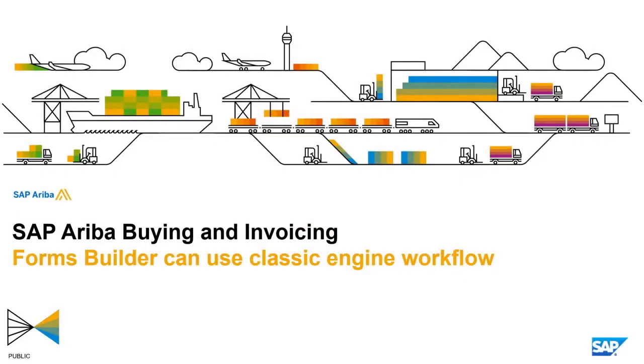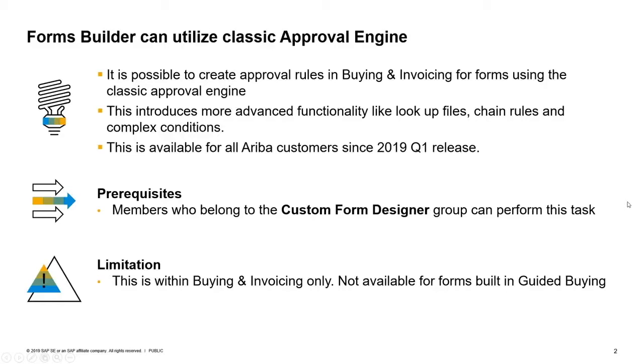And welcome. In this video, I will show you how builder forms in SAP Ariba Buying and Invoicing can have, now and since first quarter this year, 2019, a classic workflow using the same approval engine you can use for requisitioning, invoicing, or receiving. This new feature allows you to use that same functionality, configuring serial and parallel approvers or watchers, adding individual users or groups, using lookup files, supervisor chain rules, fields mapping, and more complex conditions than in the standard forms builder approval.